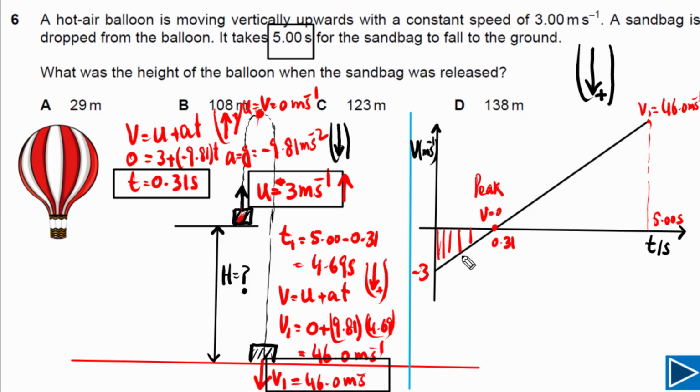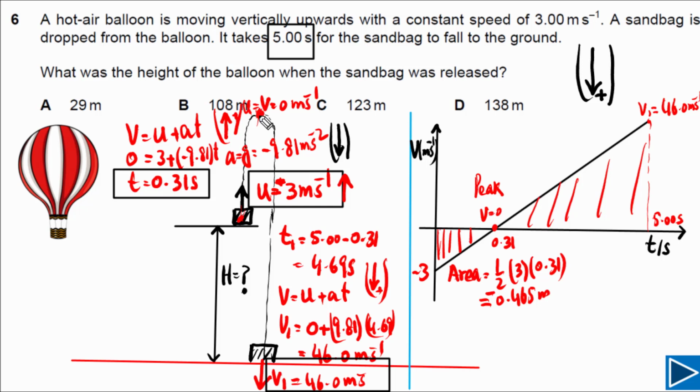This displacement is negative because we took down as positive, so we can calculate this area. The area of this triangle is 1 by 2 times velocity multiplied by time, with time as the base, so the final answer in this case will be equal to 0.465 meters. But this is negative. This displacement is from the ground up to the peak.